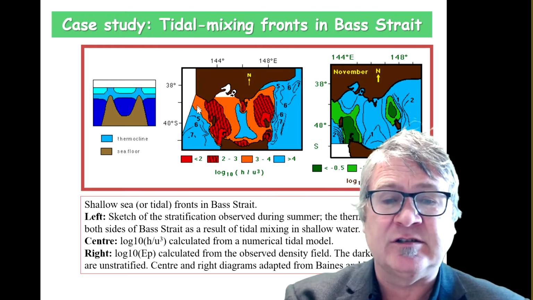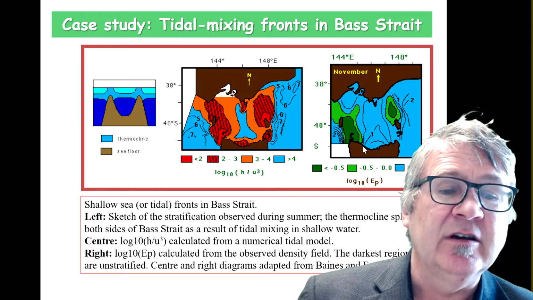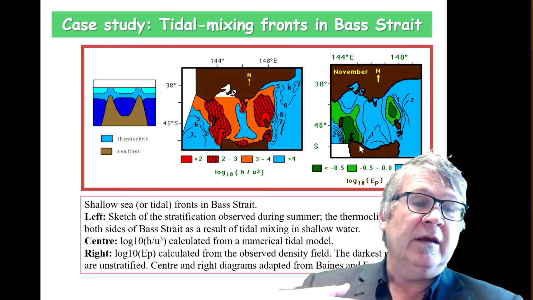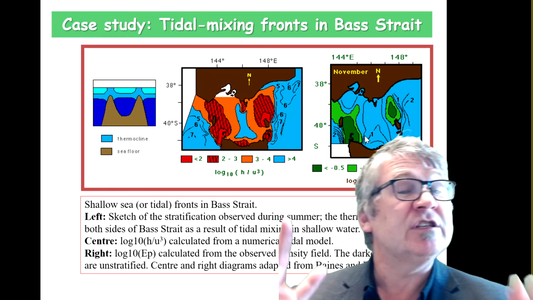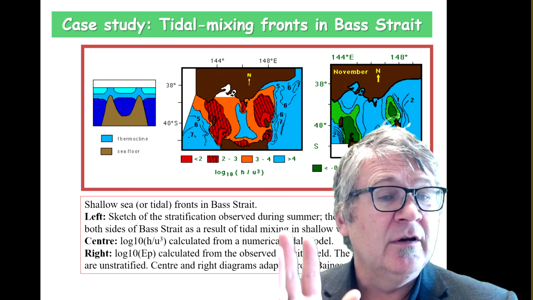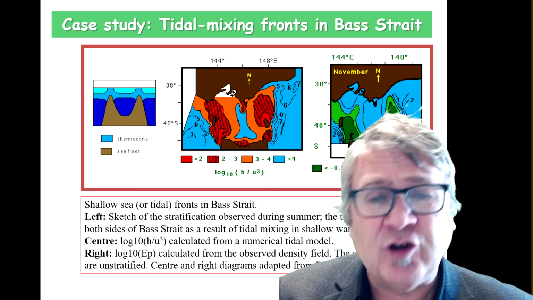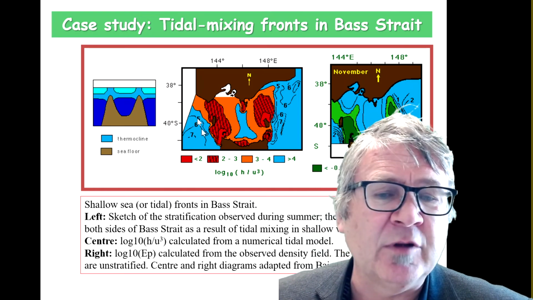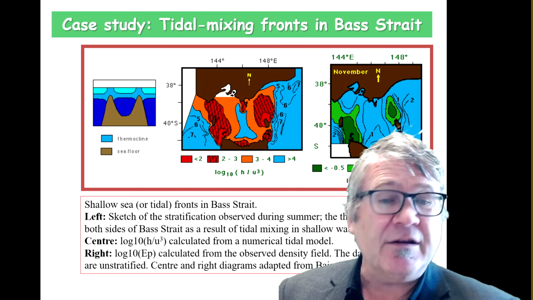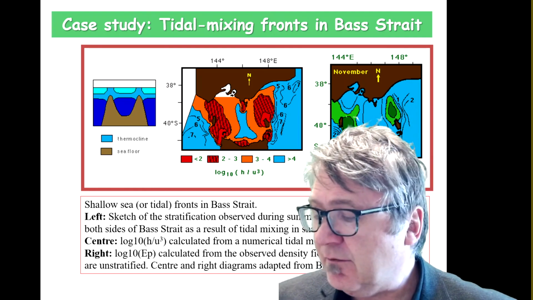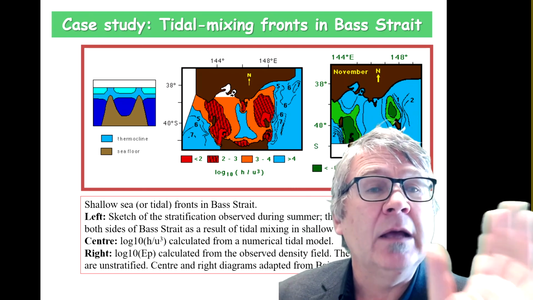You can see it here from this top view on both sides of Bass Strait, and these are observations showing more intense vertical mixing on both sides. This is one example of tidal mixing fronts in Bass Strait. The significance is not that clear in terms of the fishery. I'm unsure of how much it actually benefits the fishing activity. Okay, so these are examples of tidal mixing fronts.